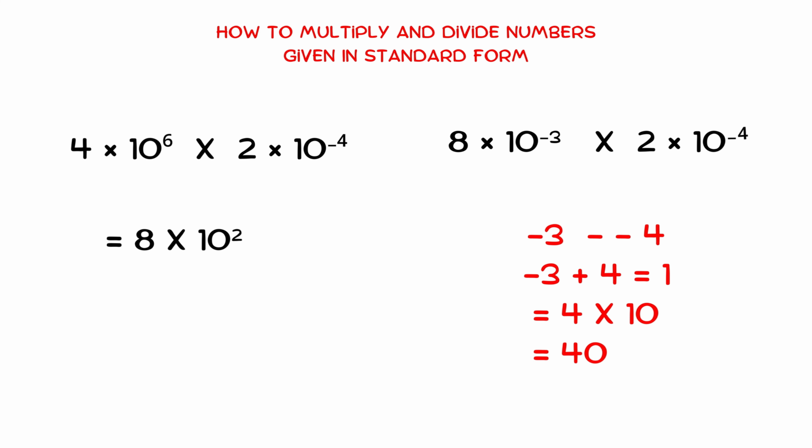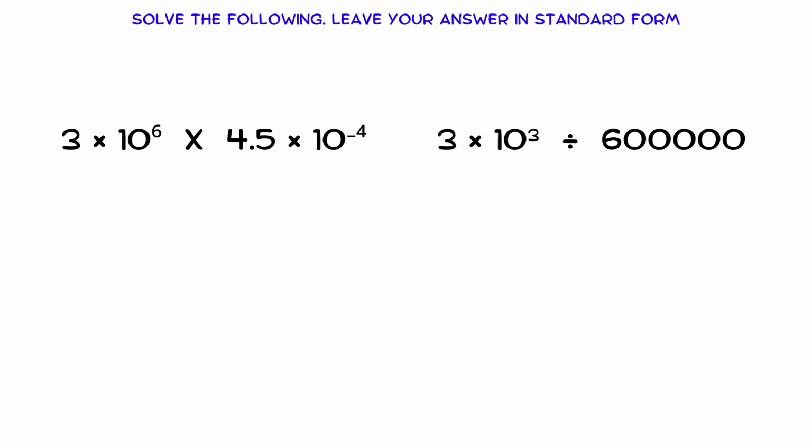And just watch out whenever you come across things like this, because it's really easy to make a mistake when you're taking away negative numbers. Remember, whenever you take away a negative number, the two minus signs turn into a plus. So really we have negative 3 plus 4, which is positive 1. So our overall answer would be 4 times 10 to the power of positive 1, which is actually just 4 times 10 or 40.